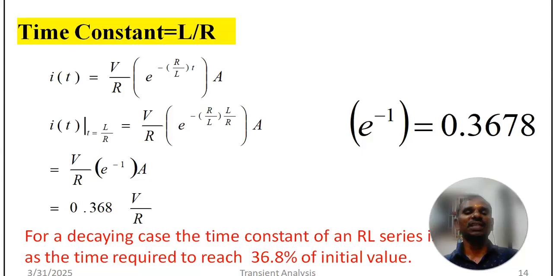So if you substitute t is equal to L divided by R, the final equation is V divided by R e power minus 1. So we already know that e power minus 1 is 0.3678. So if we simplify it, we will be getting 0.368 V by R. For the decaying case, the time constant for RL series is defined as the time required to reach 36.8% of its maximum value.